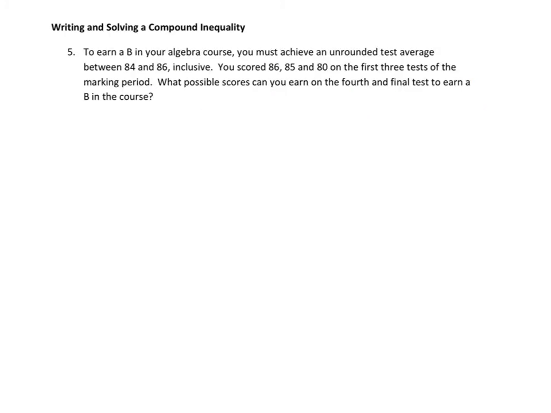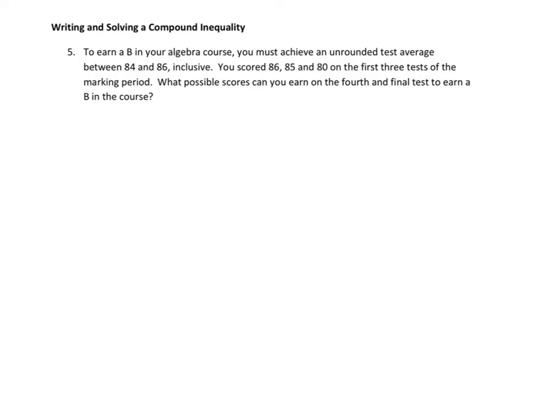Writing and solving a compound inequality. So with our word problem, we're first going to read it. To earn a B in your algebra course, you must achieve an unrounded test average between 84 and 86 inclusive. Inclusive means included. Okay, so 84 and 86 are included, so you can have an 84 and 86.